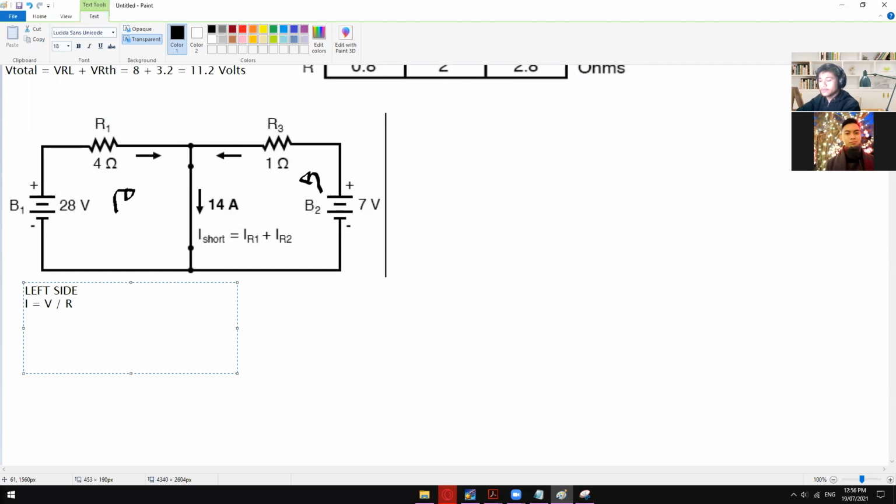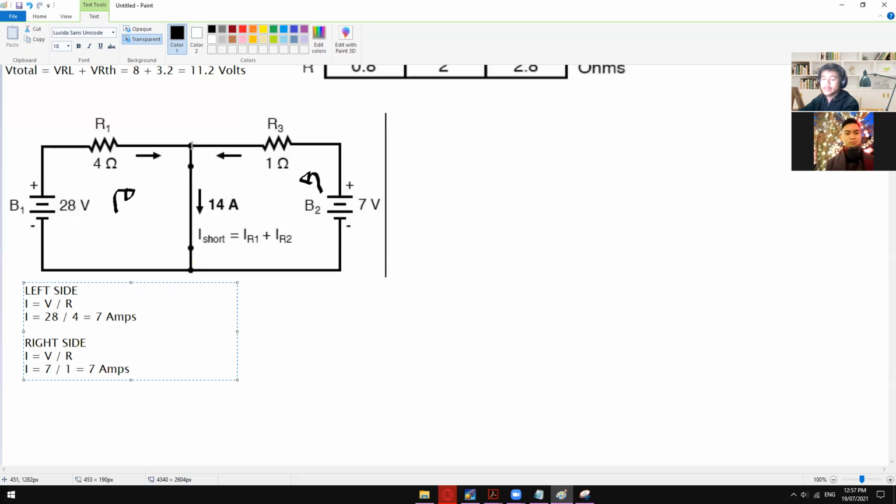I is of course unknown, but V is 20 volts, and then R is 4 ohms. So with that, 20 divided by 4 is 5 amperes, or 5 amps. So we already know that we have a current that is flowing on the left side. On the right side, same, I is equal to V divided by R, I is equal to 7 divided by 1. So 7 divided by 1 is 7 amps also.